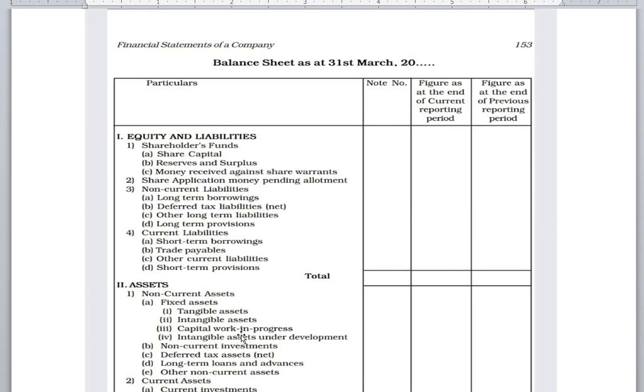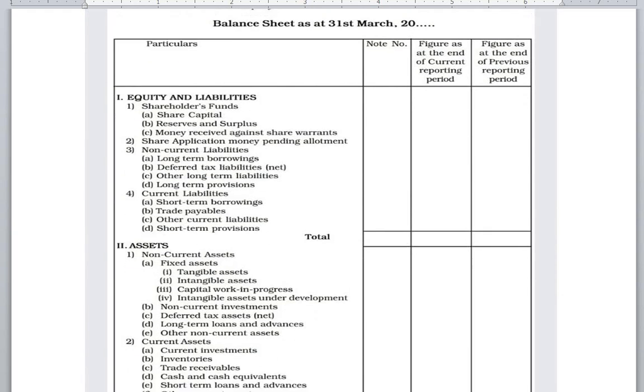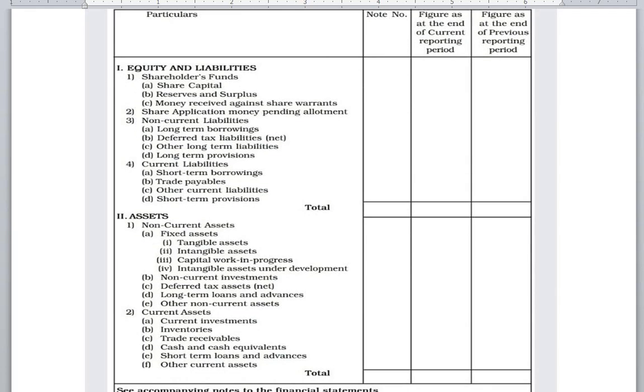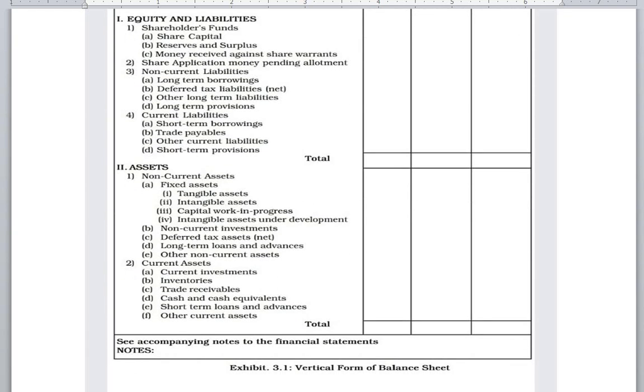So with that, the format of the balance sheet explanation is done. So when you are doing a problem, you have to make sure that all the adjustments are done and it is written in the proper format, which is the vertical format of balance sheet, which is coming under Schedule 6 of Companies Act 2013.